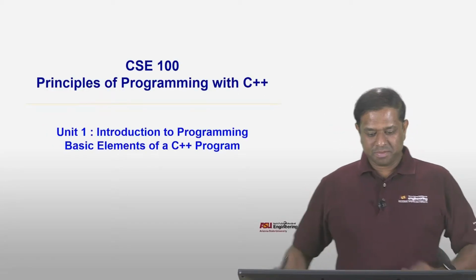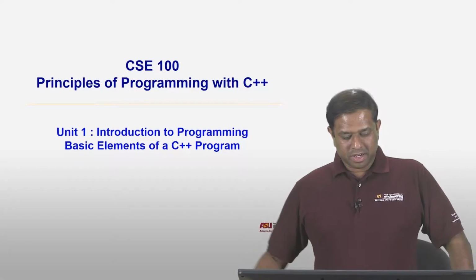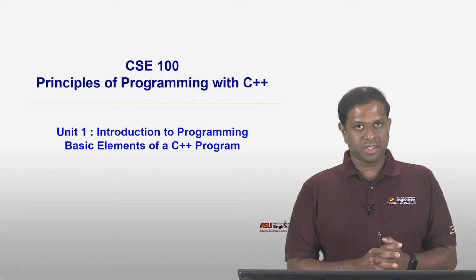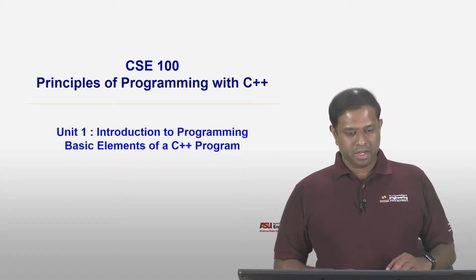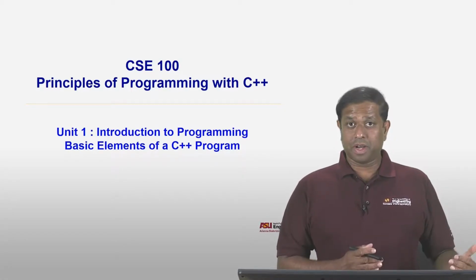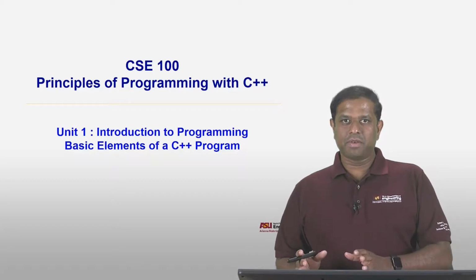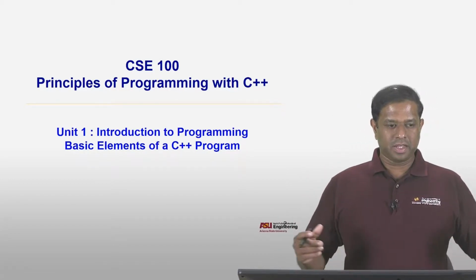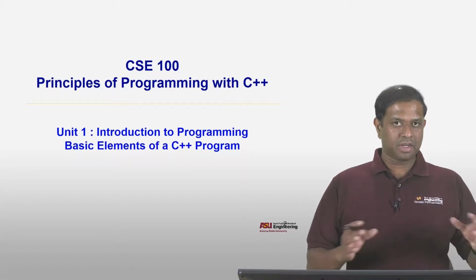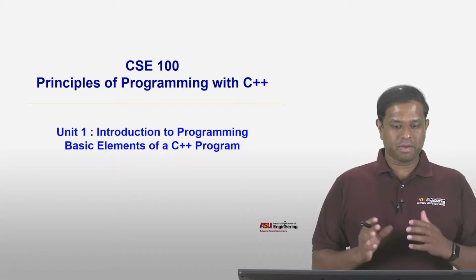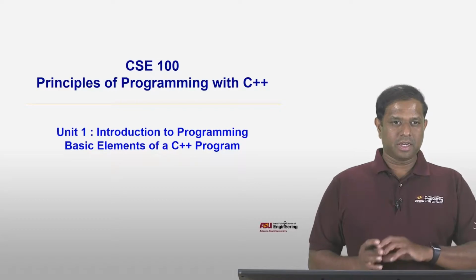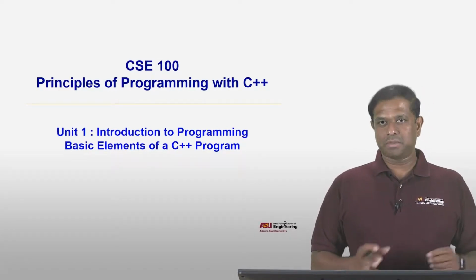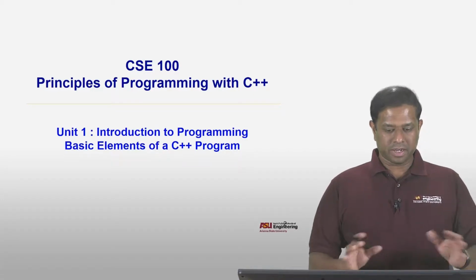So let's take a look at the basic elements of a program in this lecture. So far, we looked at the basic components of the computer hardware, and then we looked at the process of writing a simple program, and now we know the whole compilation process where we take a program and convert it into the language that computer hardware understands. That's the machine language, and then the execution process.